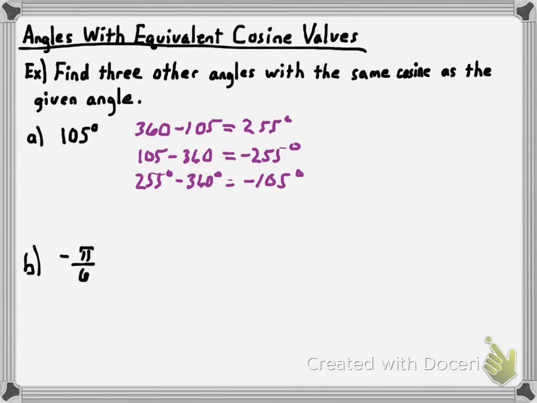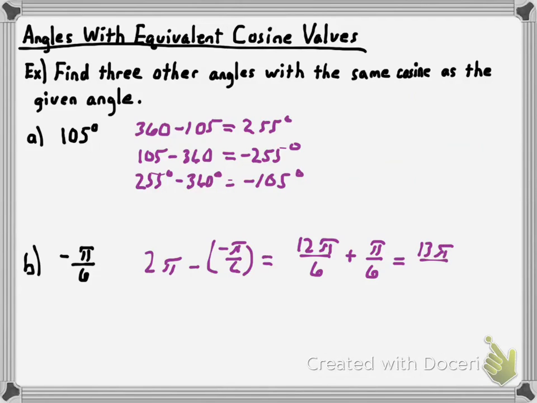Now this next angle is in radians, and so we want to subtract it from 2 pi to find the angle that would have the same cosine value. So 2 pi minus negative pi over 6. Well, that would be equivalent to 12 pi over 6 plus pi over 6, so 13 pi over 6. Now we're going to find a coterminal angle with each one of those, and I'm going to relax my rule on having one positive and one negative coterminal angle. I think you'll see why in a second.